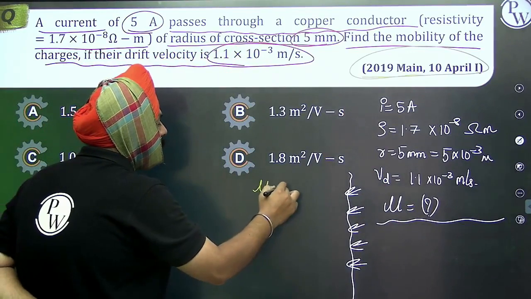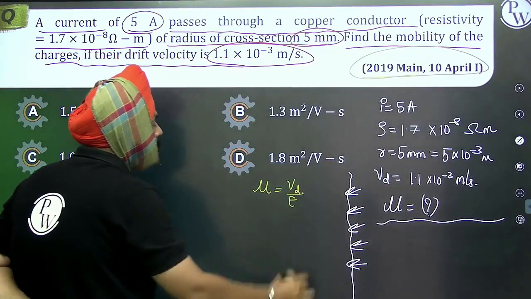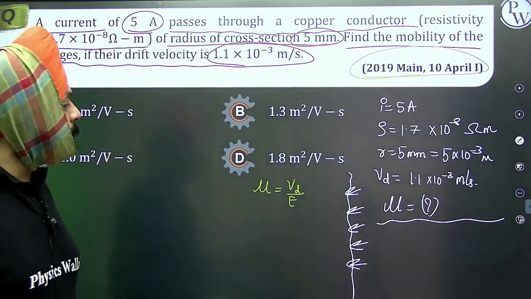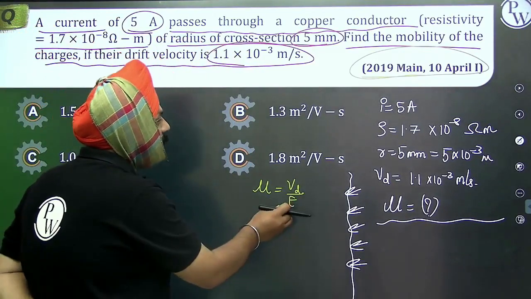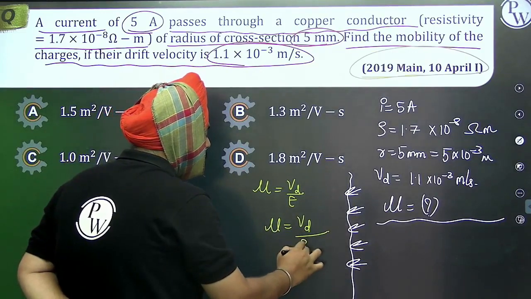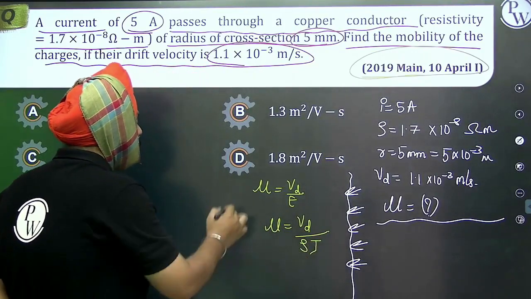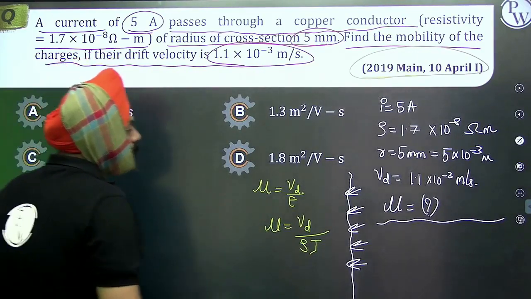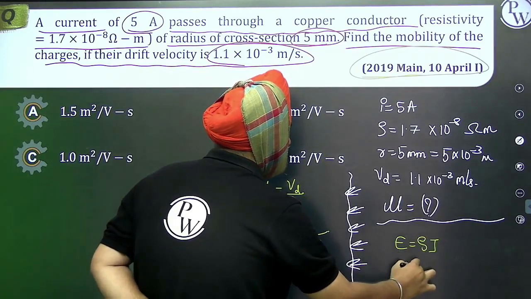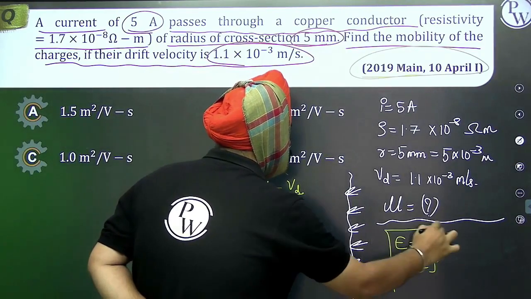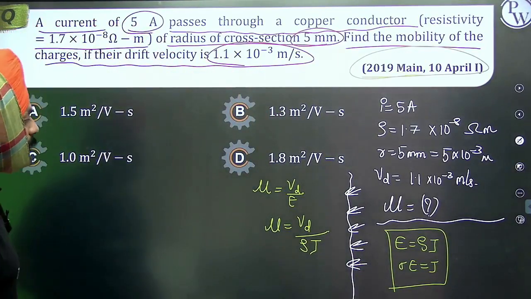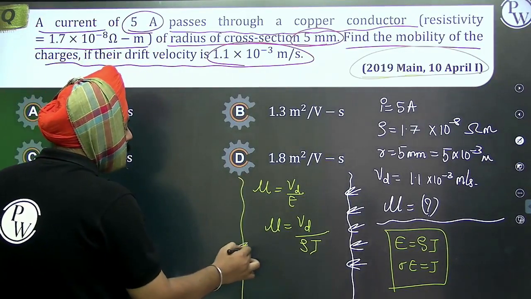The formula of mobility is drift velocity per unit electric field. Still, we do not have the value of the electric field. Can I replace it so that mu is equal to drift velocity divided by resistivity times current density? These two most important formulas are explained in the concept of drift velocity. Now, things are going to be quite easy for us.